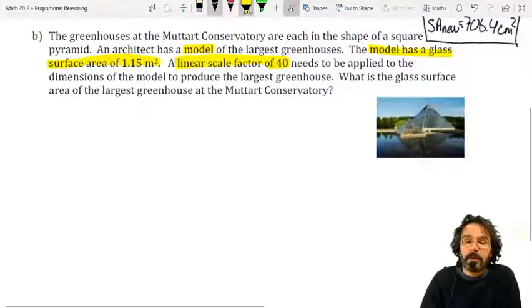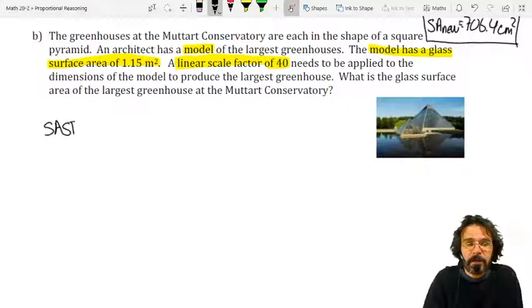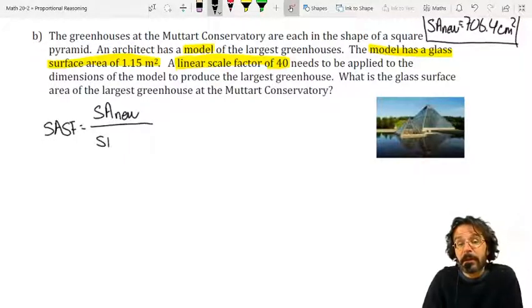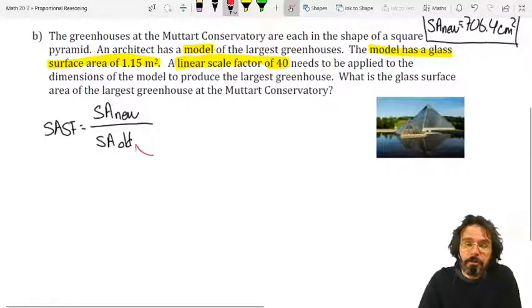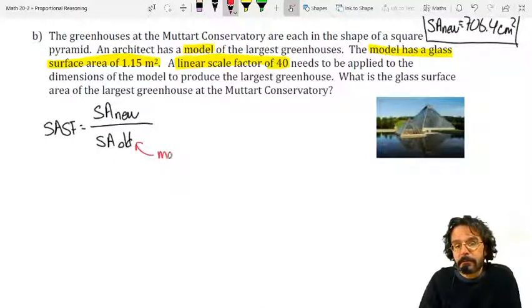Again, we're going to be using this formula: surface area scale factor equals surface area of the new object divided by the surface area of the old object. In this context, the old object is the model. The new object is the actual, real greenhouse.